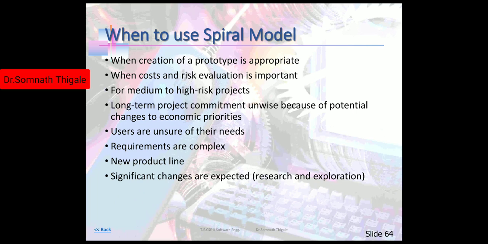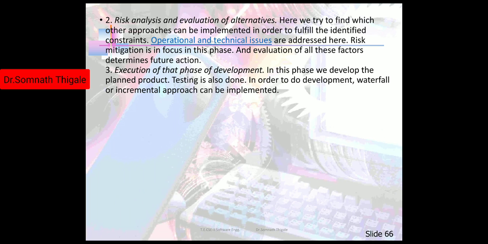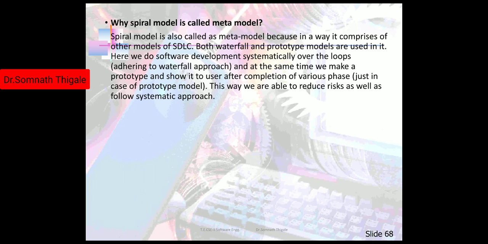The major important part we need to concentrate on here is why the spiral model is known as a meta model, or model of the other models. It represents other models, that is the waterfall process model and prototype model, which are used in it. So it represents two simple models, the waterfall process model and the prototype model, in a single model called the spiral model.